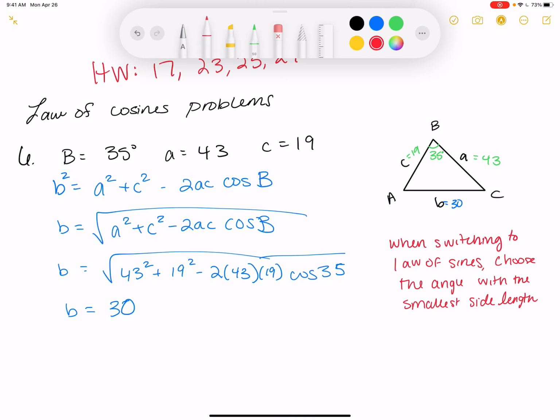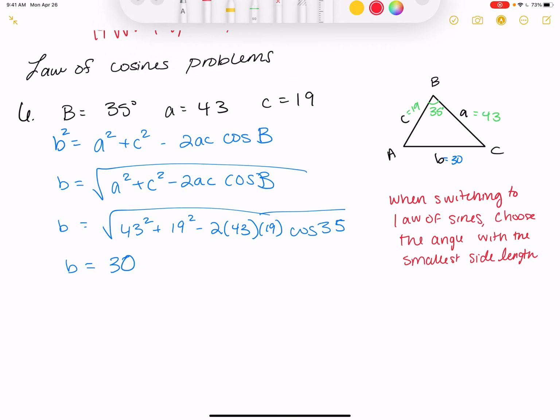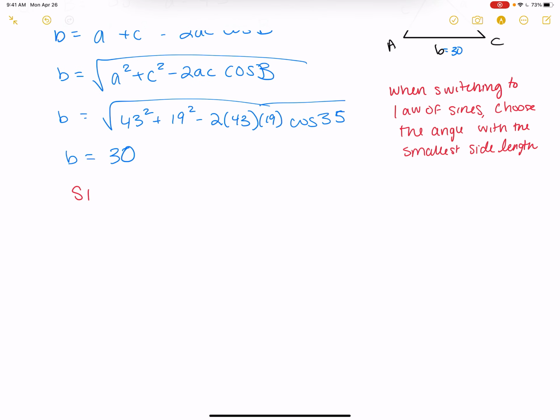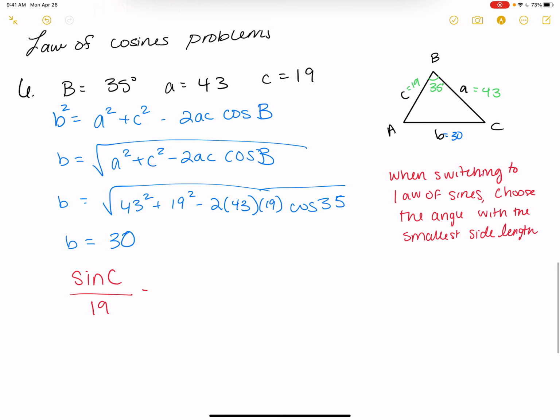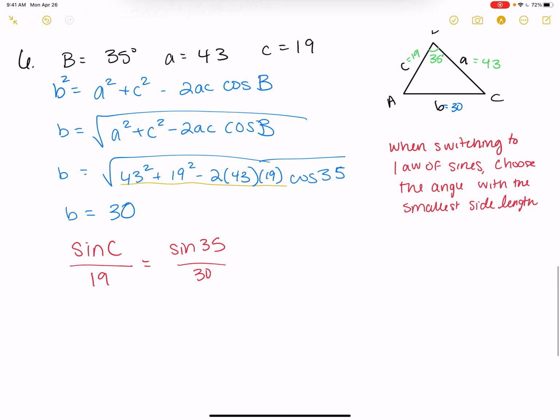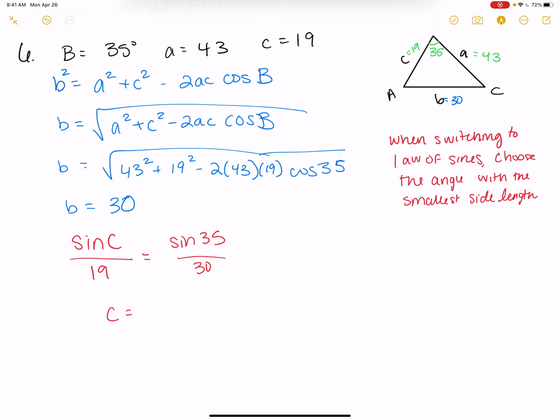Okay, so in this case, which one is that going to be? Angle C. Okay, angle C. So I'm going to come down here and do the sine of C over 19 is equal to, and I'm going with the stuff that, well, kind of what I was given, but I'm going to go with B, because I have both of those pieces. So the sine of 35 over 30. So then C is equal to the inverse sine of 19 sine of 35 over 30.